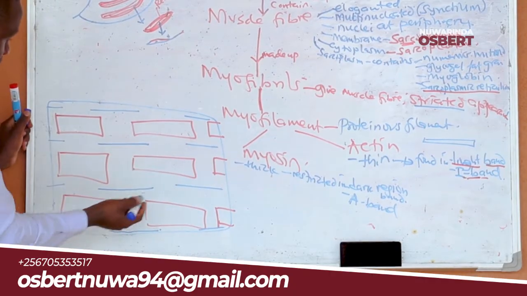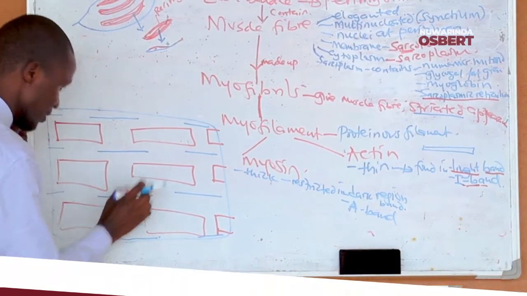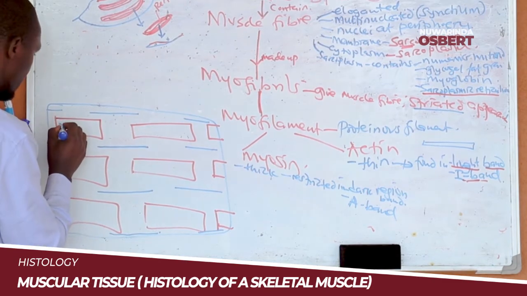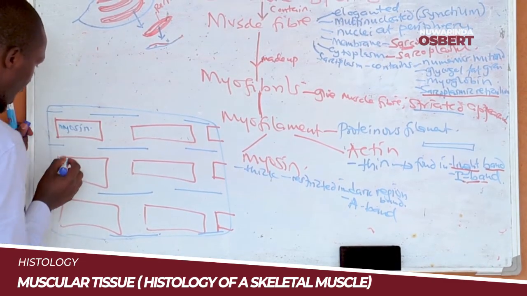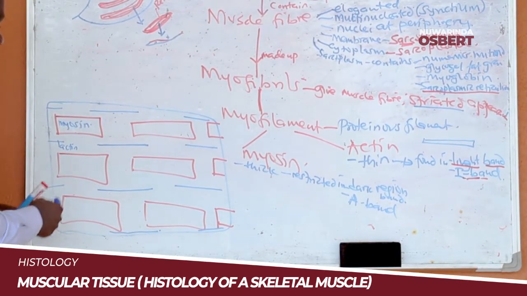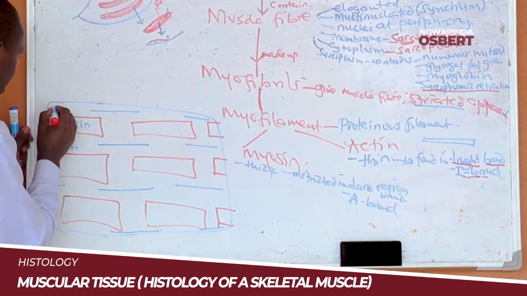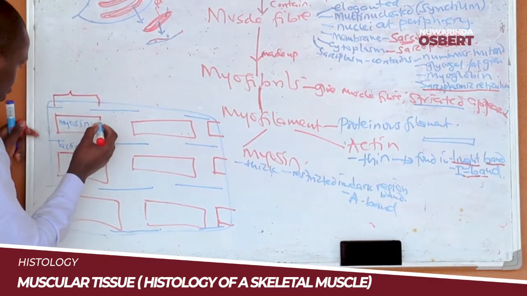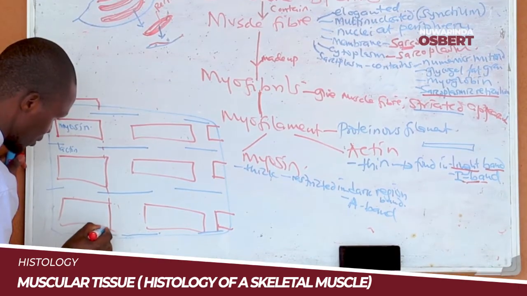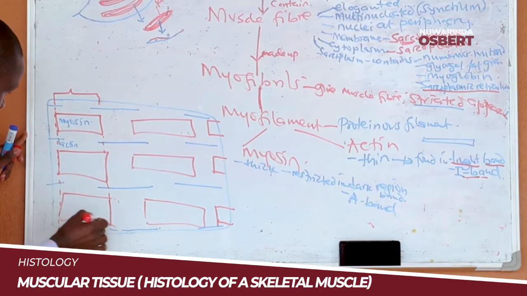So if this is a muscle fiber, this is how these things are organized. You have a region where you have myosins alone, and a place where you have actins. Now, if this is my myosin, and this one here is my actin, within this area where we have the myosin, this region where you find the myosin alone, this region where the myosin is.